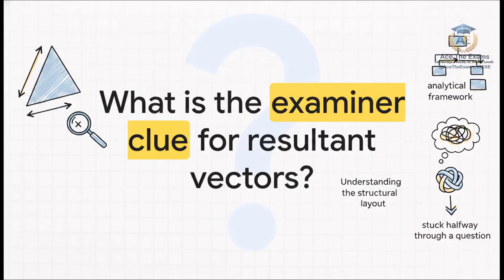So, speaking of arrows, what happens when they meet? Specifically, what is the ultimate examiner clue for determining the resultant of two vectors at right angles? Well, in just a sec, I'm going to reveal the exact clue that completely changes how you calculate this. But first, you need the step-by-step strategy that makes that clue obvious. Because honestly, jumping in blindly is exactly why so many students freeze halfway through a tough question.